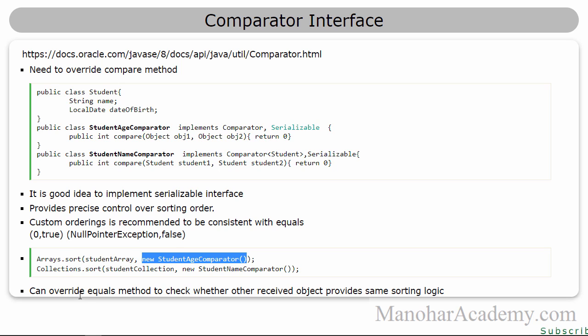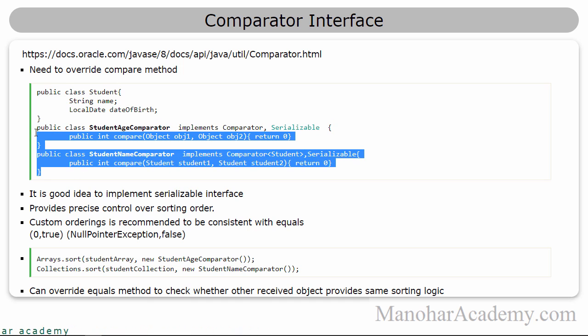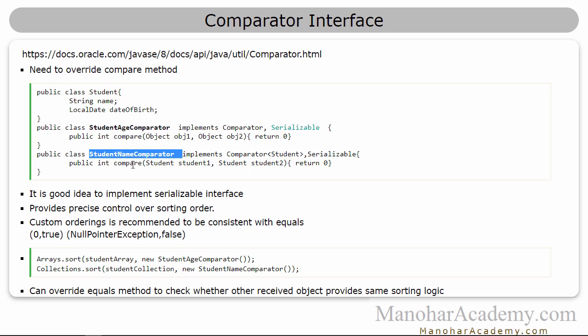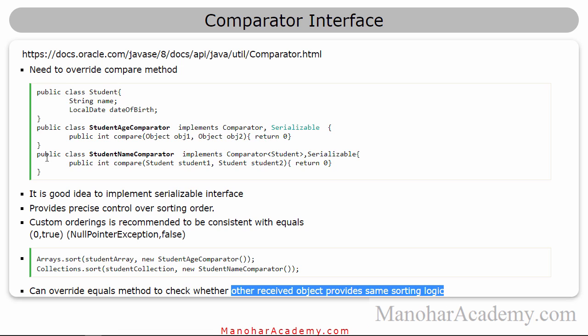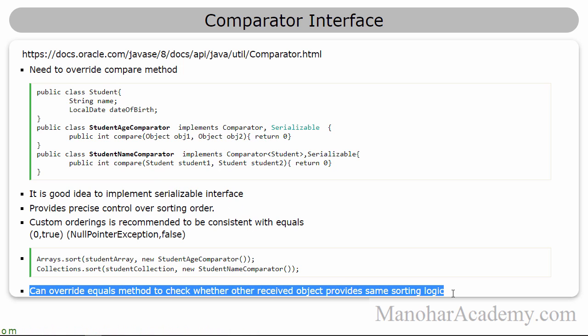Okay. And last one that we did not see in the code example is we can also override equals method. So in this class or any comparator class, we can override the equals method. That equals method will say whether the comparator that is provided to this comparator is the same or not. So in this case, equals method can be overridden, and that says whether the other comparator is giving the same sorting logic or not. So this is also a very important point, but most of the time we don't do that. So that is fine.